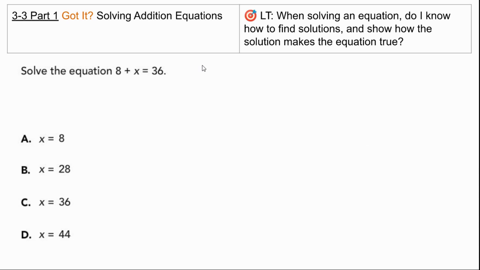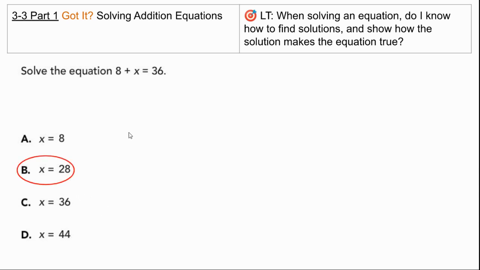Now we're going to do a got it, solving our addition equations. So do this one in your notes and see if you can figure it out. We're going to solve the equation 8 plus x equals 36. So what would you do to balance this scale or balance this equation? We want to isolate the variable, isolate the x, and get it by itself, kind of on its own little island here. So we would have to take the 8 away from the left. And if we take 8 from the left, we have to take it from the right. How many are going to be left? Is it going to be 8, 28, 36, or 44?